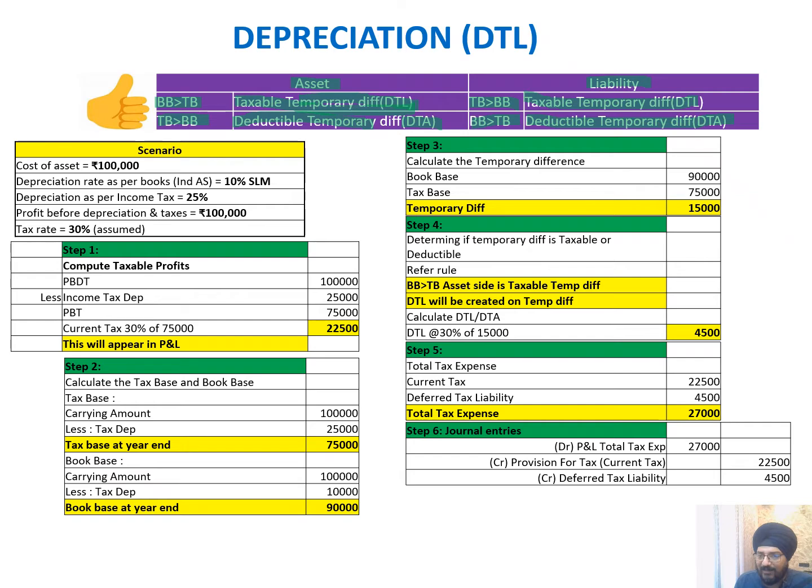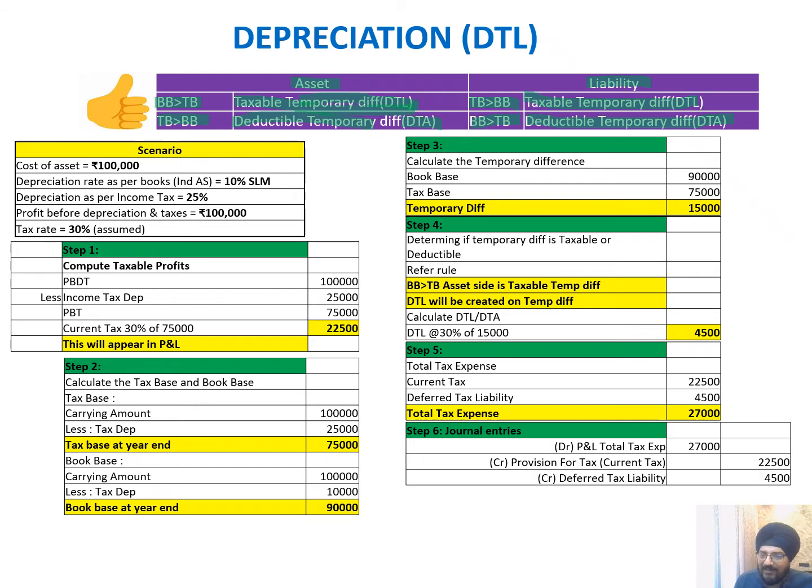So in DTA, we are paying more tax in the current year, and hence we are creating an asset which can be utilized whenever there is a probable profit in the future. So this is the key difference between the DTL and DTA.